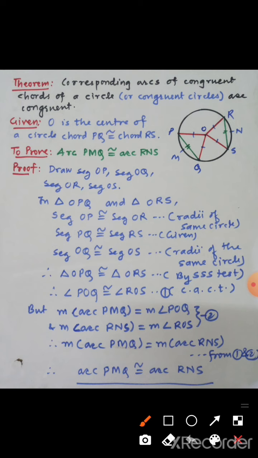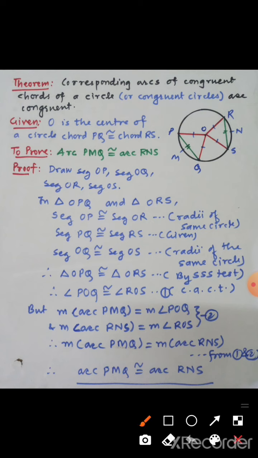So in triangle OPQ and triangle ORS, segment OP is congruent to segment OR, radii of the same circle. Segment PQ is congruent to segment RS, chords are given congruent. Then segment OQ is congruent to segment OS, radii of the same circle, and hence triangle OPQ is congruent to triangle ORS by SSS test. Therefore, angle POQ is congruent to angle ROS. We have proved that angle POQ is congruent to angle ROS.